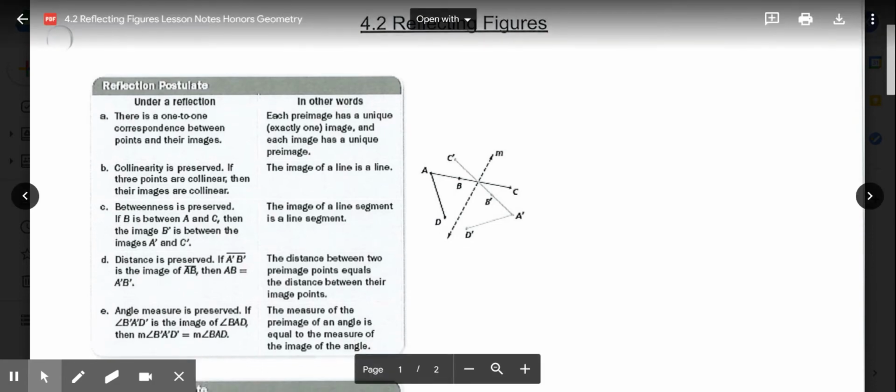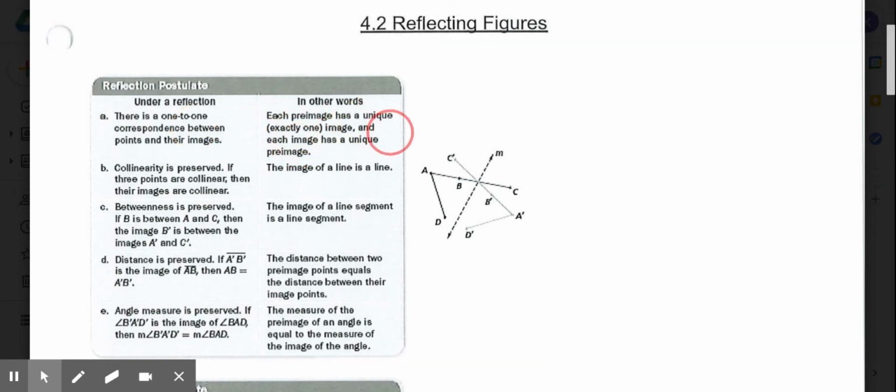And the reflection postulate has parts A through E. So on the left-hand side here, it says what the postulate says. In the right-hand side, it tries to make it into more common language. So part A of the postulate says, under a reflection, there is a one-to-one correspondence between points and their images. So that final image of it. So each pre-image has a unique, meaning exactly one image.